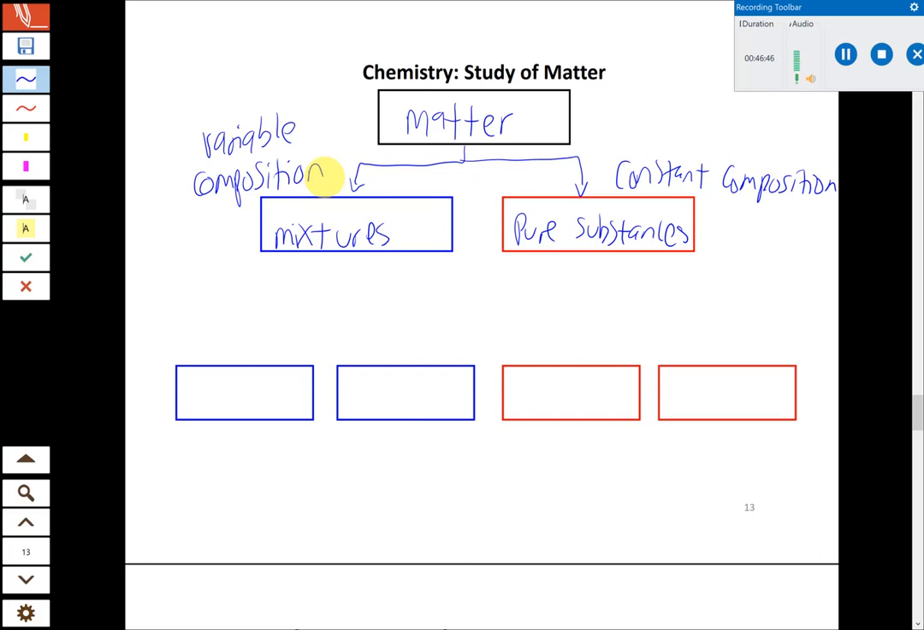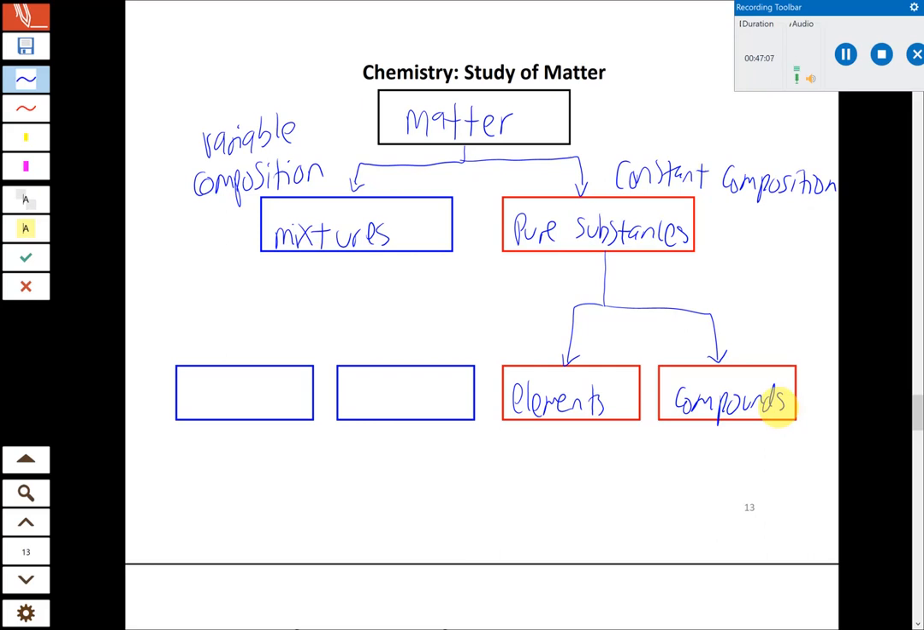All right, but we're not talking as much about mixtures in this course. With pure substances, there are two major types. Understanding the distinction between these is a very important concept for the early stuff we're going to learn in chemistry. So the two types of pure substances are elements and compounds.